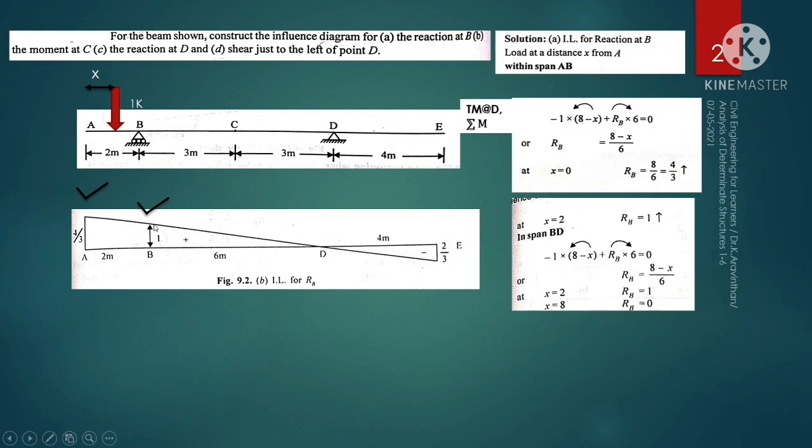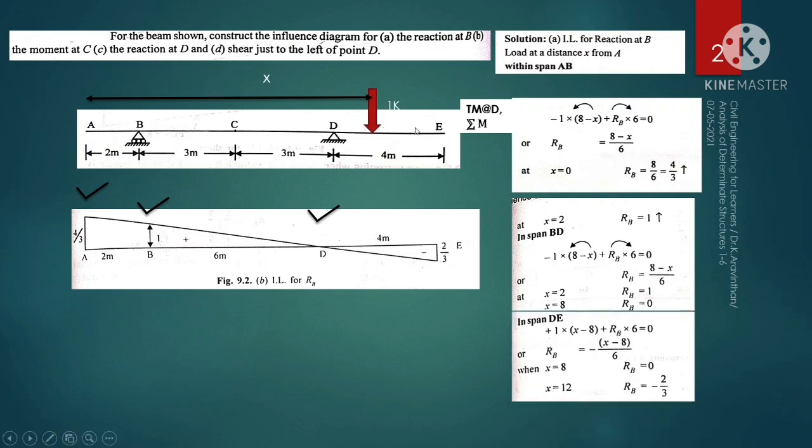This is the second value we have found out. In this equation, RB will be the same, 8 minus x divided by 6. Then if you need it at point D, you can substitute x equal to 8. So x equal to 8, this is our equation. 8 minus 8 will be 0, and 0 divided by anything will be 0. So at the point D, you will have an influence line value of 0.